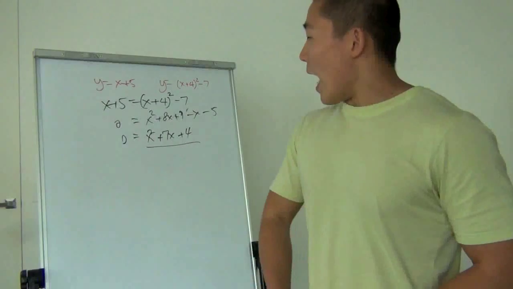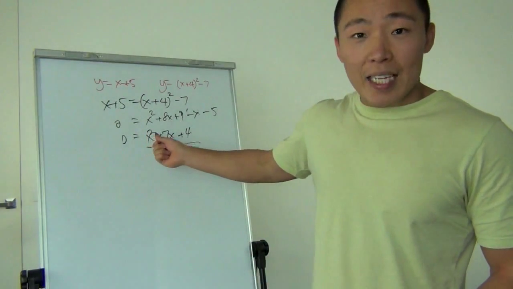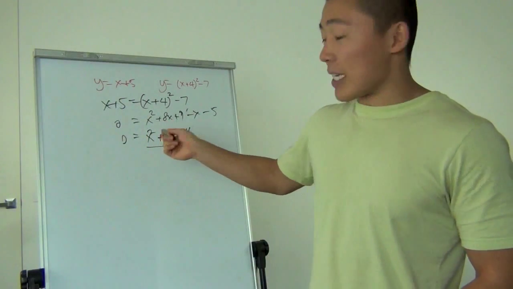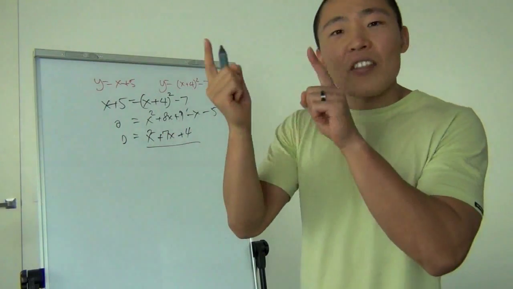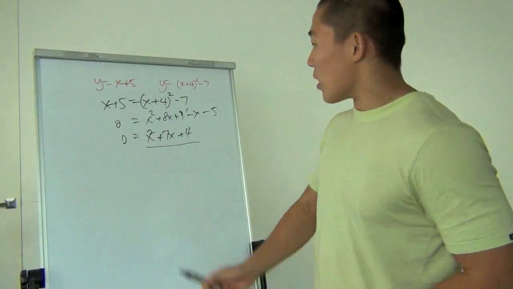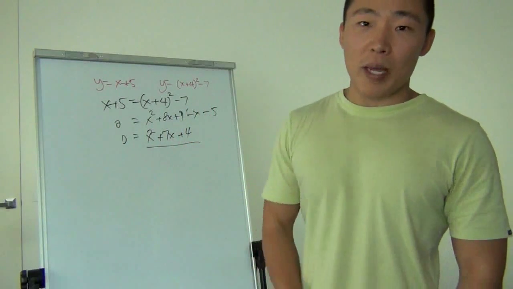By the way, will there be any x-intercepts or any solutions? How would you know? The discriminant, the part under the square root, right? Under the square root. Now, just by looking at this, I know that there's not going to be any solutions.